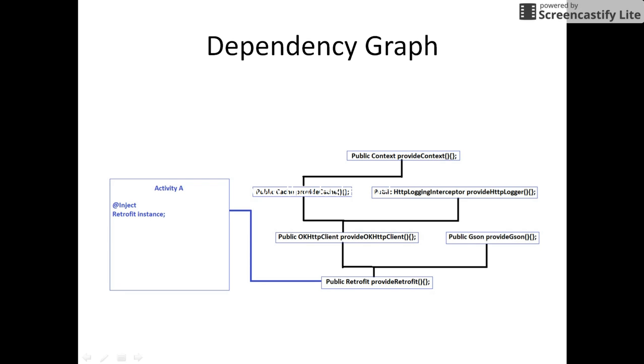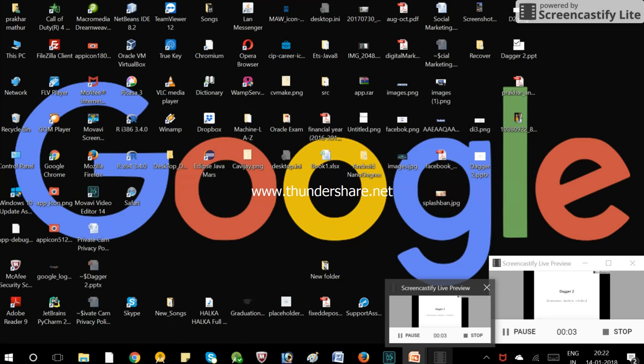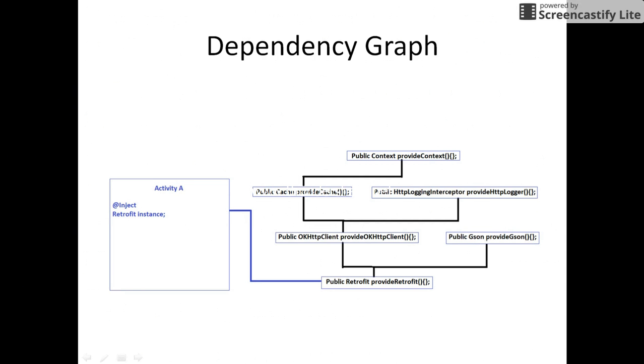All right, so this is the dependency graph. As you see, it's connected with an activity, which is from Android, and this is a typical dependency graph of Dagger 2. Our activity requires an instance of Retrofit, and that Retrofit instance is provided by Dagger 2, and for providing that instance, Dagger 2 creates this dependency graph.